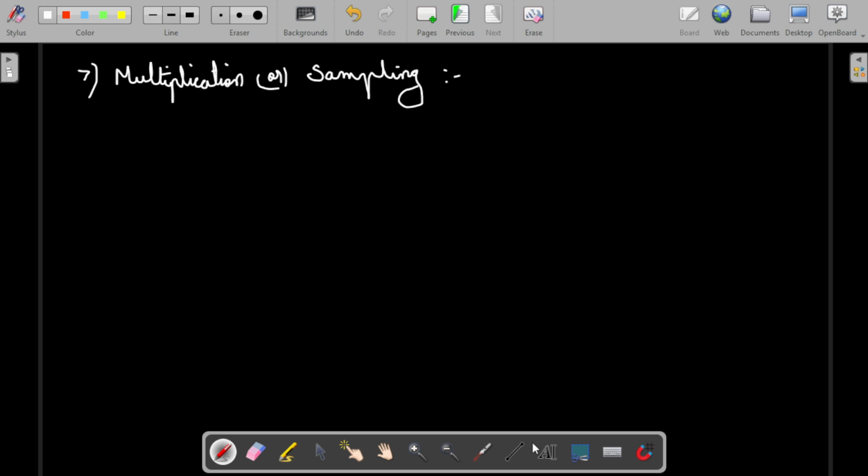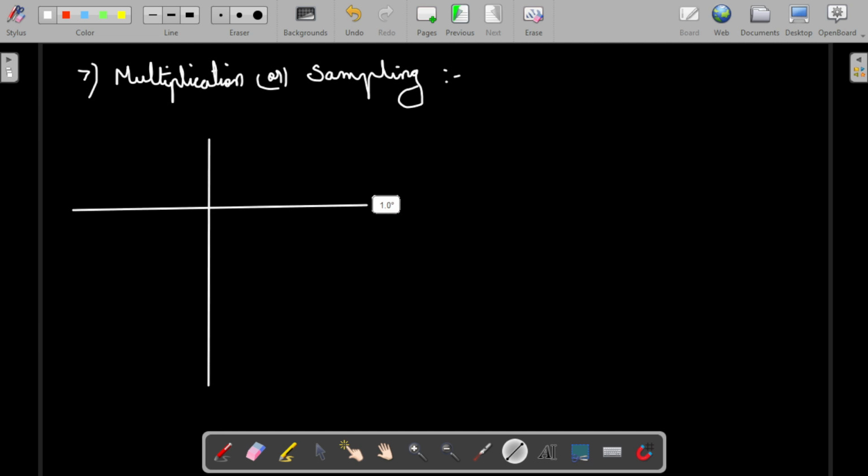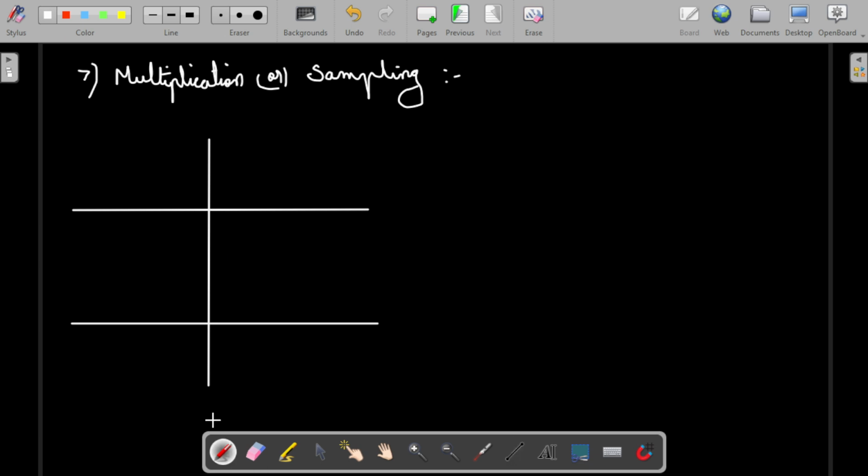Okay, so we have already seen in the conversion from continuous signal to discrete signal that we multiply with the impulse train. For an example, let me take a random signal like this. If we multiply this with the impulse, here the impulse signal is like this.